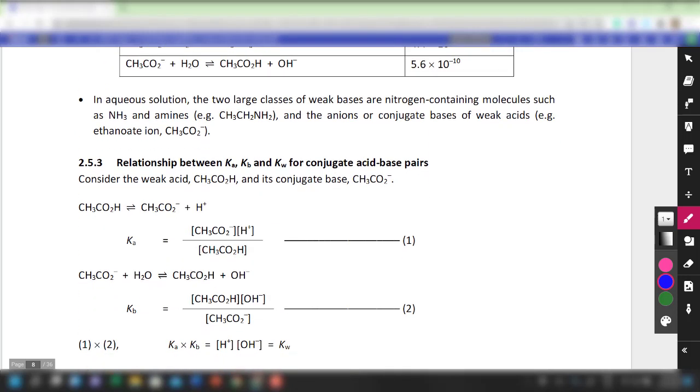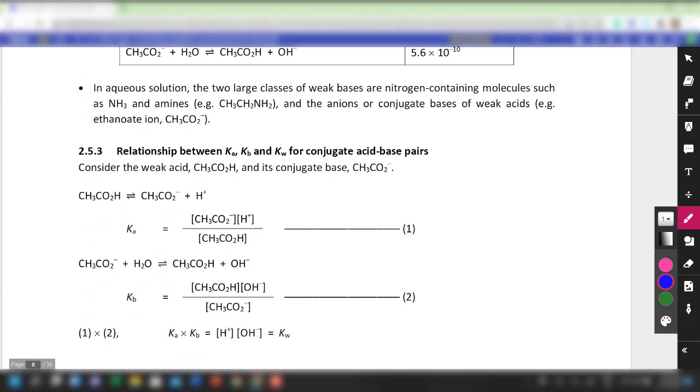Okay, the relationship between Ka, Kb, and Kw. There is a little bit of derivation here, and sometimes the students might not be very confident about what exactly is going on. So again, in the end, they will end up memorizing equations. Fret not, that's not supposed to be the way.